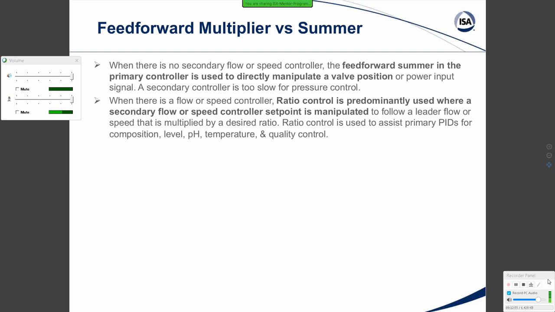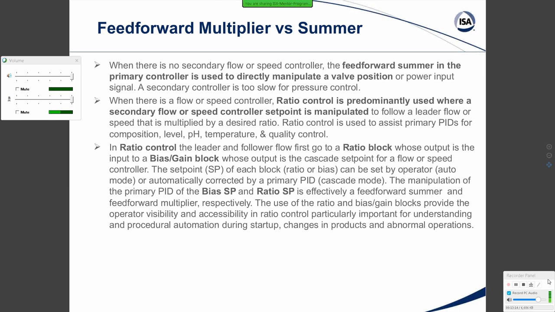Ratio control is used to assist the primary PIDs that are trying to do what's most important, which is to control a composition or a level, a pH or temperature or quality of what's associated with the product. In ratio control, leader and follower flow first go to a ratio block whose output is the input to a bias and gain block. Now, this is the way we set it up. Maybe in some systems, the ratio and the bias and gain is all in one block, whose output then is the cascade set point for a flow or speed secondary controller as part of this cascade control system.